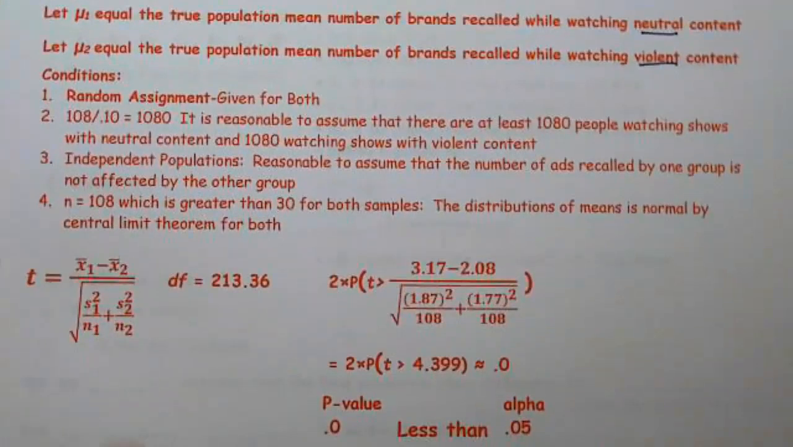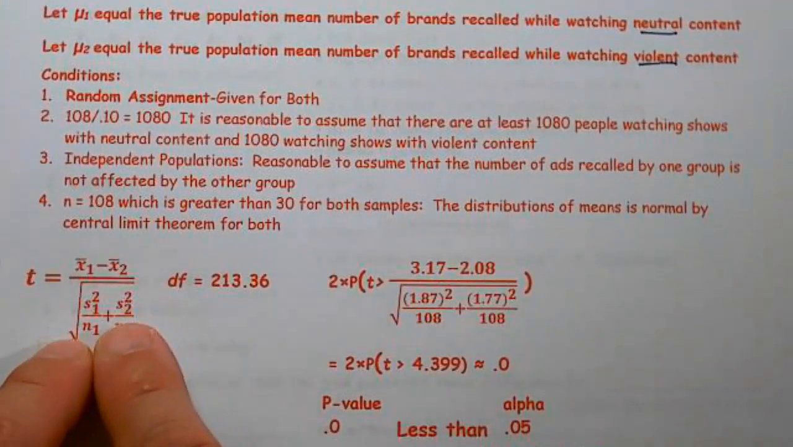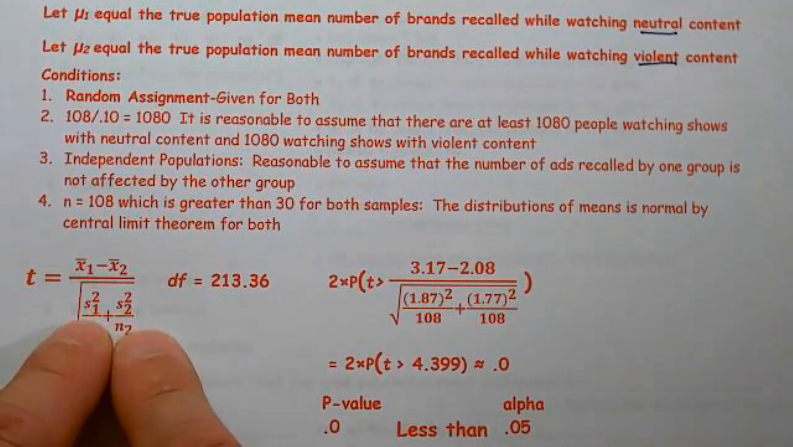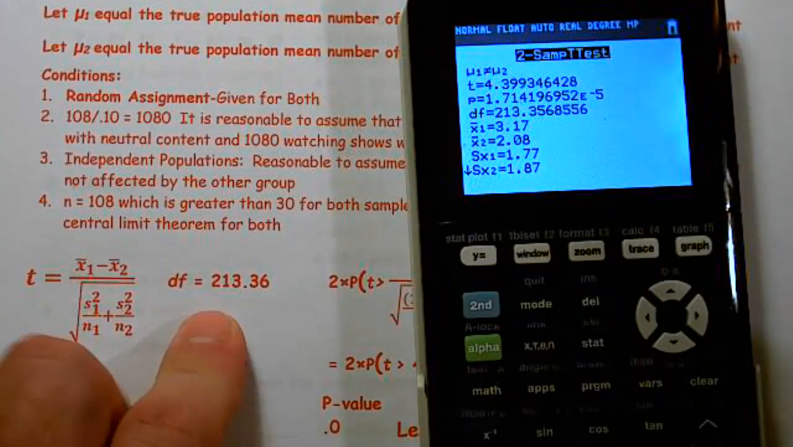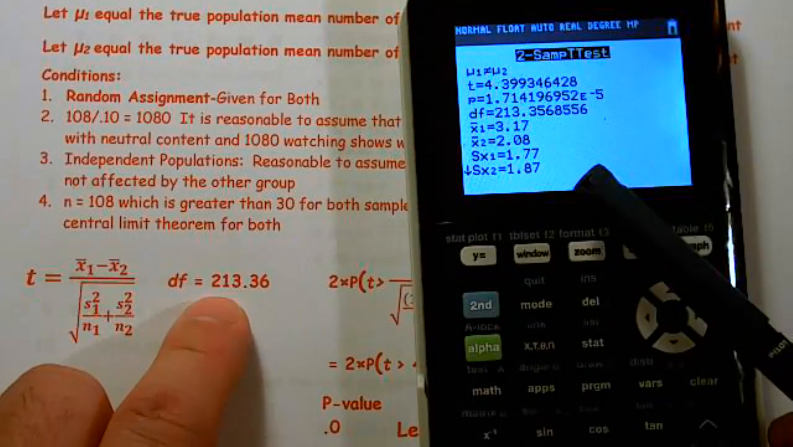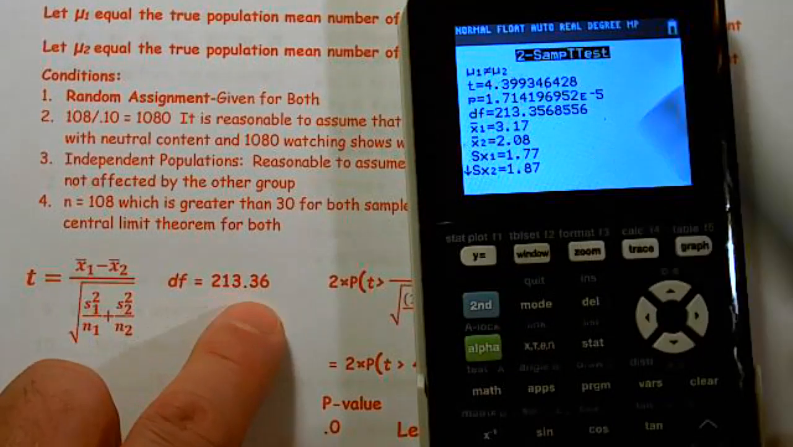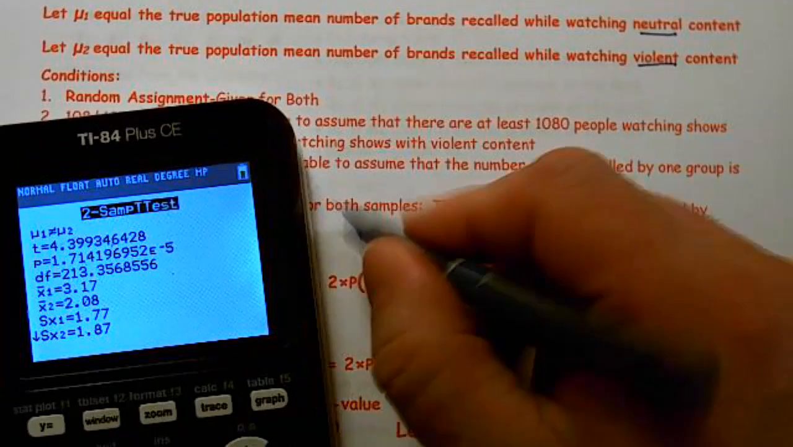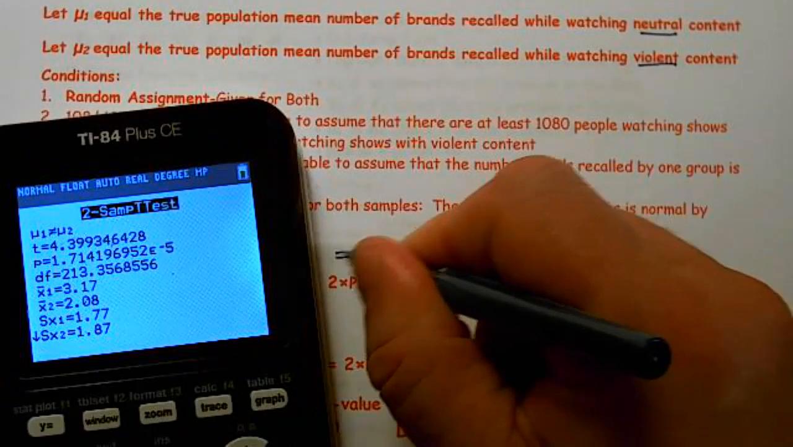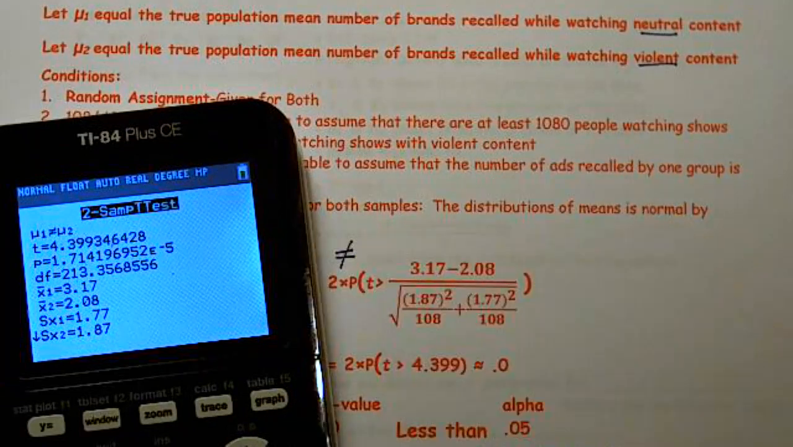And our equation is what we've talked about before. x̄1 minus x̄2 over the square root of S1 squared over N1 plus S2 squared over N2. Make sure you get in the habit of writing your degrees of freedom down. So 2.13, 0.36. And because this is a not equal, we have to do the 2 times. So anytime it's a not equal, do the 2 times.